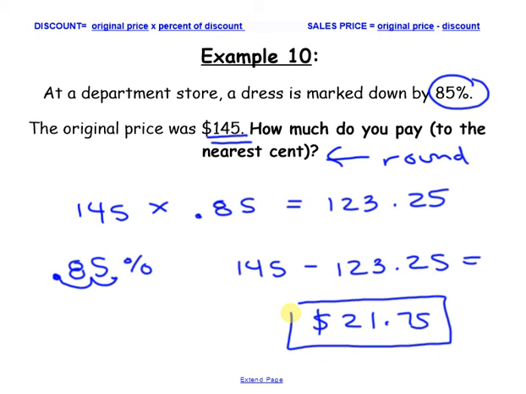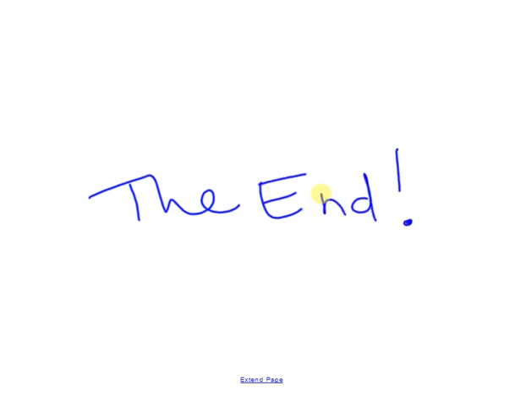But guess what? That's okay, because we knew that we could have had to round, and we were prepared to do it. All right, ladies and gentlemen, this is the end of this lesson on discounts. As always, you can rewind, fast forward, or pause if you need to, and you can always ask me questions in class.